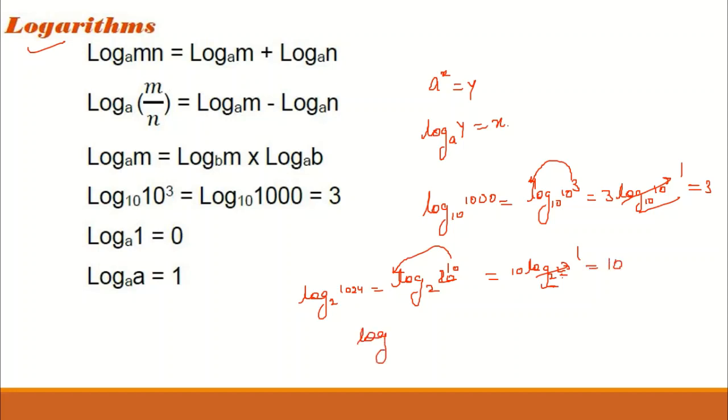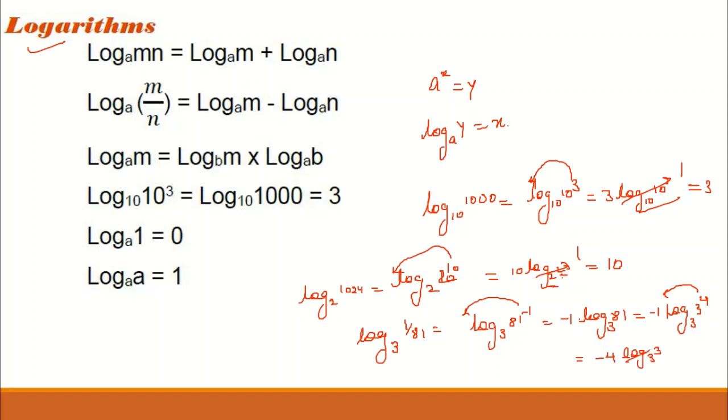So if it is log base 3 of 1 by 81, we can write it as log base 3 of 81 to the power minus 1. The minus will come ahead, so it will be minus 1 times log base 3 of 81. 81 can also be written as 3 to the power 4, this 4 will come ahead, so the answer will be minus 4 log base 3 of 3. Both are the same, hence it will become 1, so the answer will be minus 4.